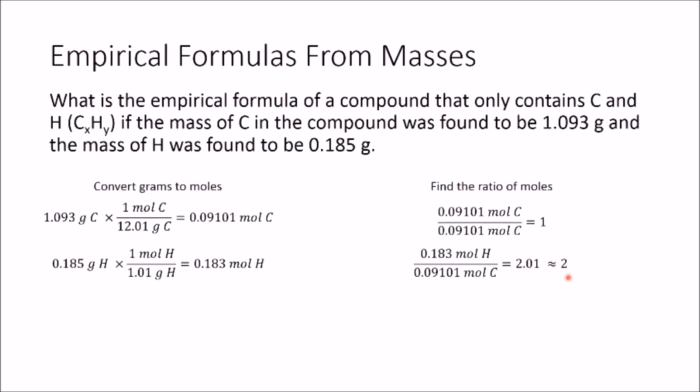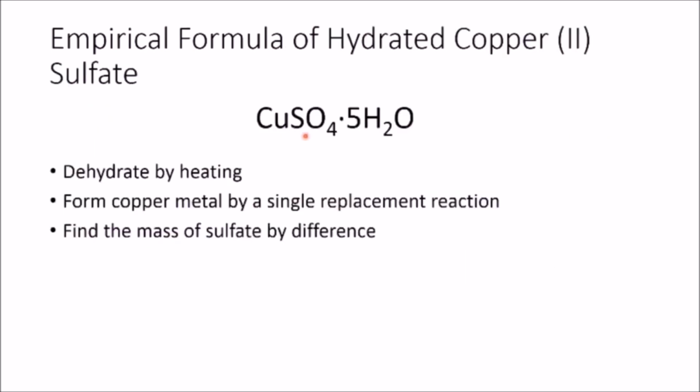We now have a ratio of moles, but we need to write this as an empirical formula. As an empirical formula, this is CH2. So in this example, the best we could do was determine the empirical formula of the compound. We simply don't have enough experimental information to determine the molecular formula. In this experiment, you're actually going to determine the empirical formula of copper(II) sulfate pentahydrate.